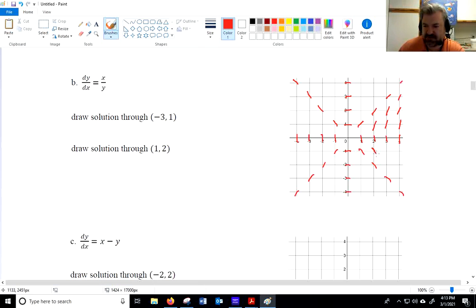2 divided by negative 1 is a negative 2. Then this is a negative 3, negative 4. That's another negative 2, negative 3 over 2. So you can kind of get the idea of what's happening here, right? 1, 2, that's a slope of 1/2. So like this. And that's 1/3, and that's 1/4. 2 over 3 is 2/3. 3 over 4 is 3/4.